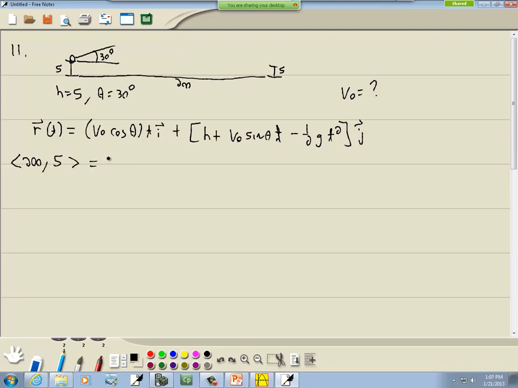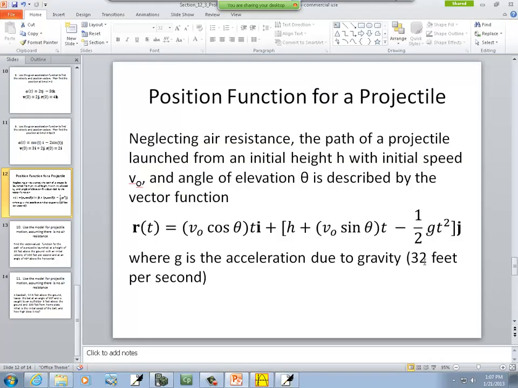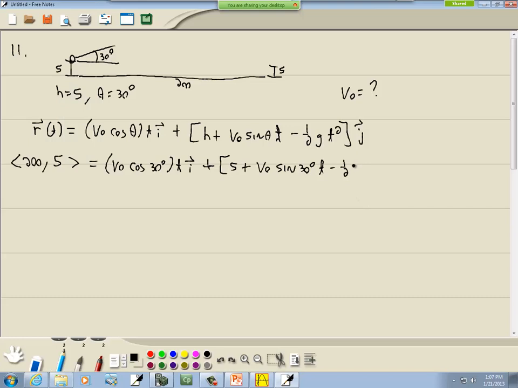Equals v naught, we don't know, cosine of 30 degrees t i plus our initial height, which is h, which is 5, plus v naught, which we don't know, sine of 30 degrees t minus 1/2 g. We're going to use 32 feet per second. I'm going to be sloppy on this one. I'm not going to put the units of measure. If you're a physics person, your stomach just rolled over, but that's okay. I can live with that. We're just interested in the calculus math part.